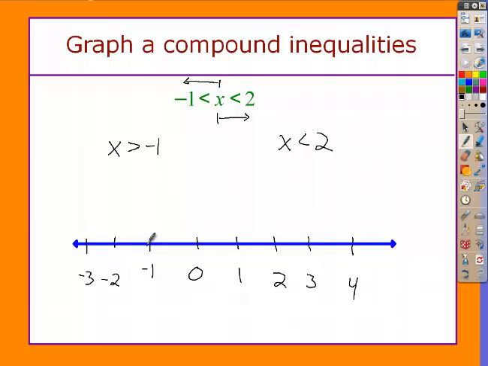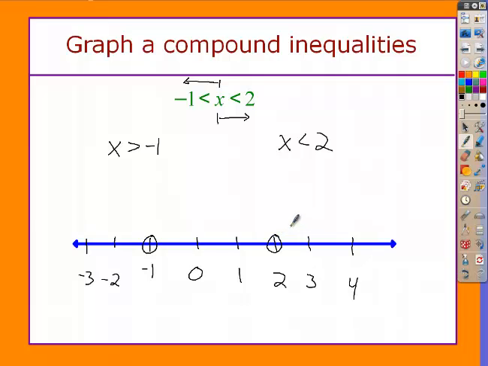So we know we're at -1. Is it going to be an open circle or a closed circle? Open, because there is no equal bar, correct? So we're going to put an open circle here. Alright, the next inequality, x less than 2. So we're at 2, open circle or closed circle.